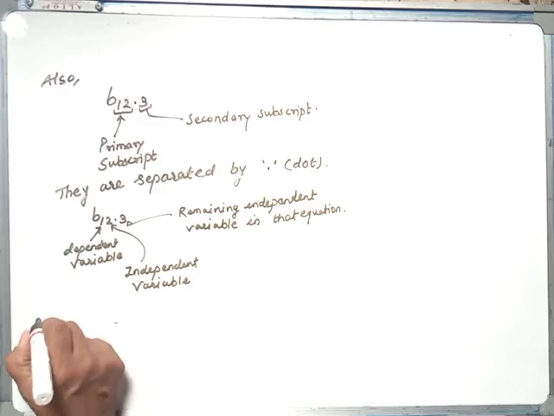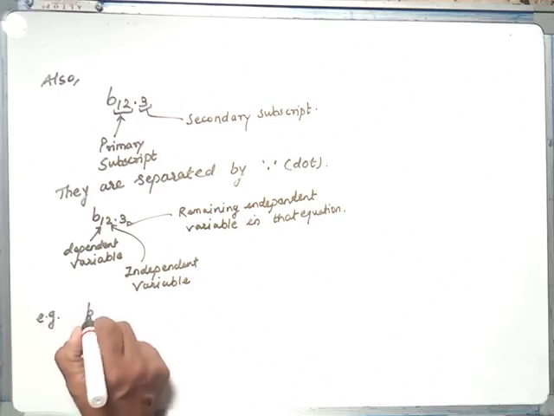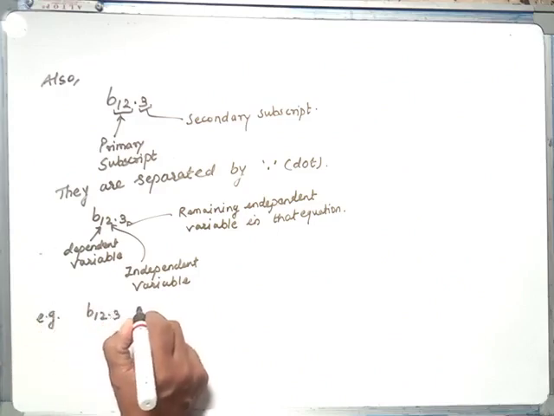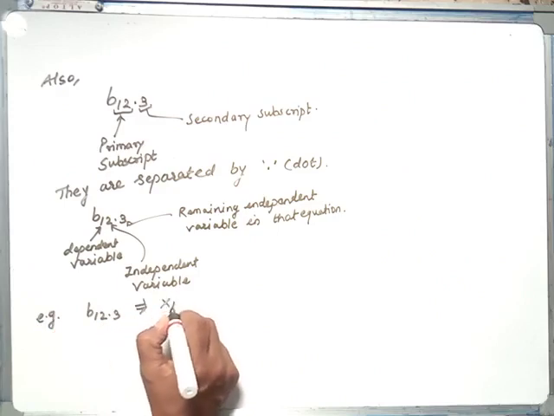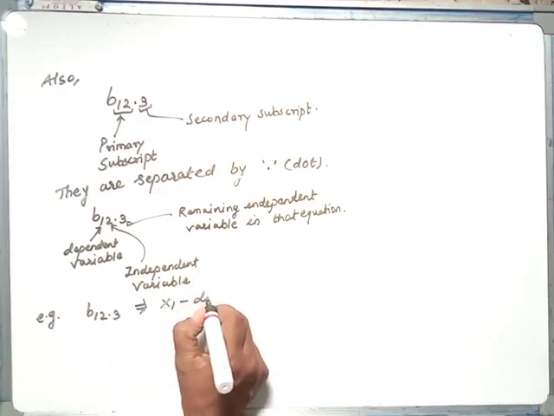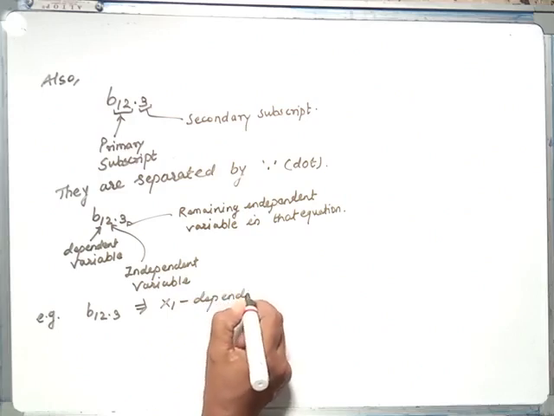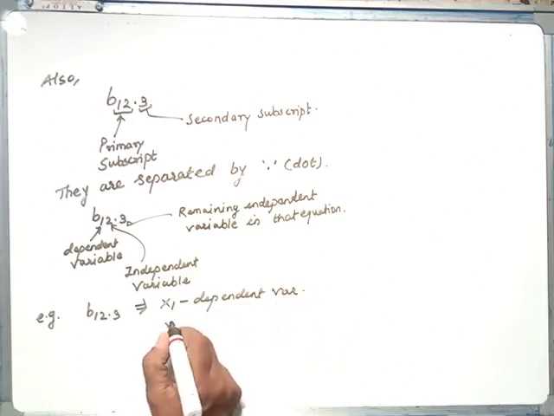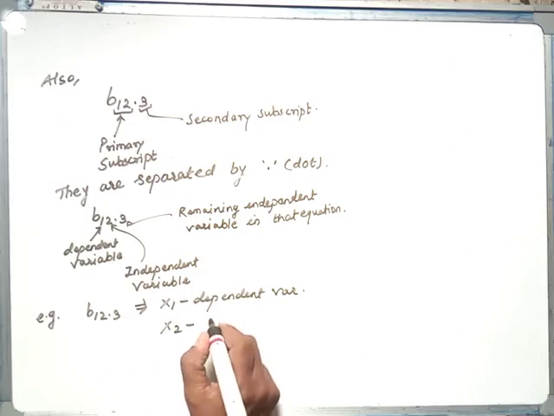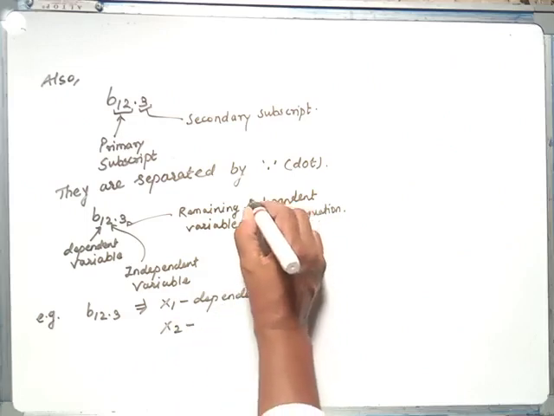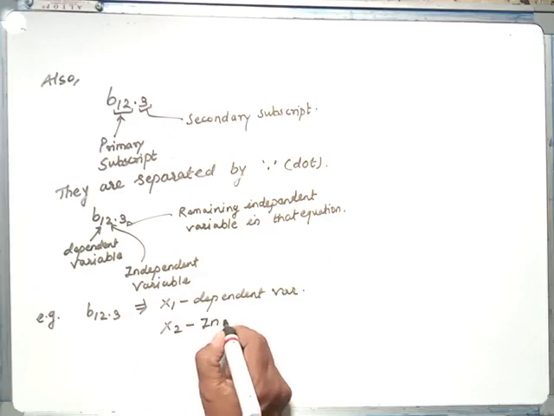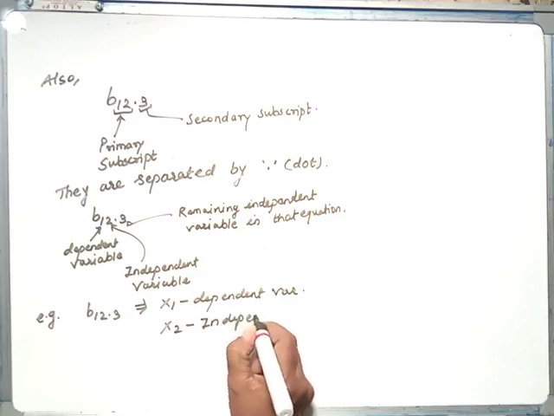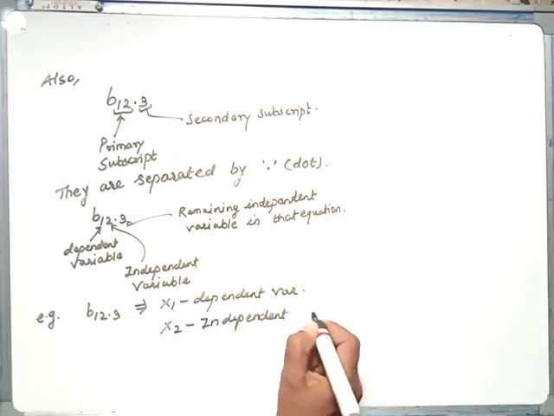Now for example, in b12.3, x1 is the dependent variable, while x2 is an independent variable. x2 is an independent variable.